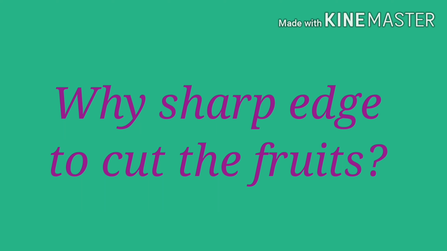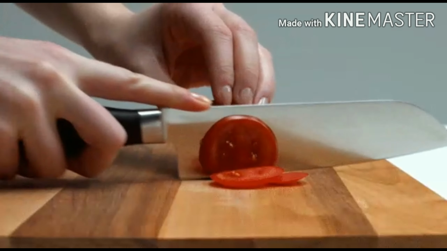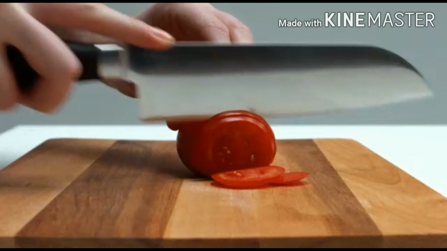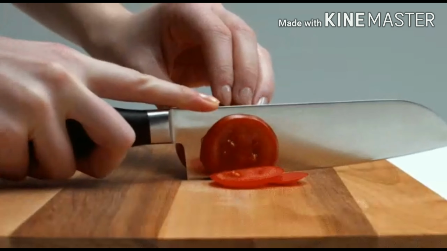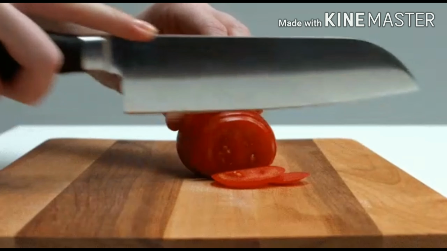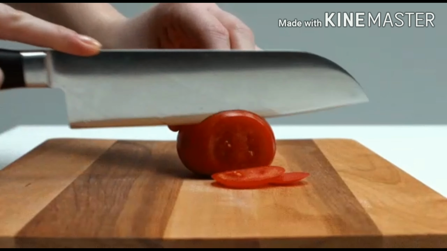Moving to the next application. Why the sharp edge to cut things? You know that all cutting tools have a sharp edge. What is the use of it? When you use these tools, the force applied by you transmits onto the object through this sharp edge. Sharp edge means less area. This less area increases the pressure for the same force applied by you. That's why it makes our work easier. That's why we maintain a sharp edge on the tools.